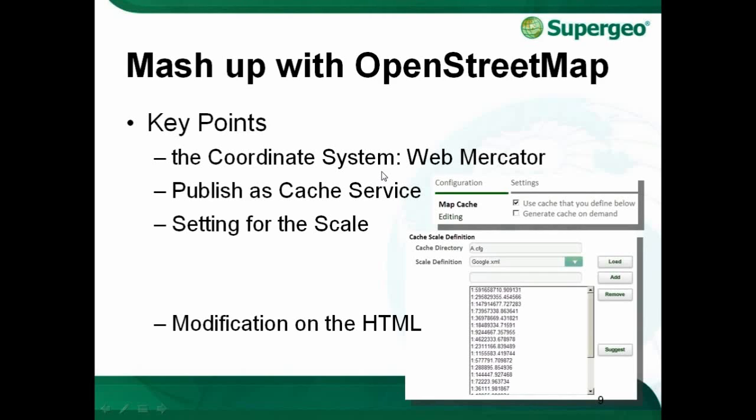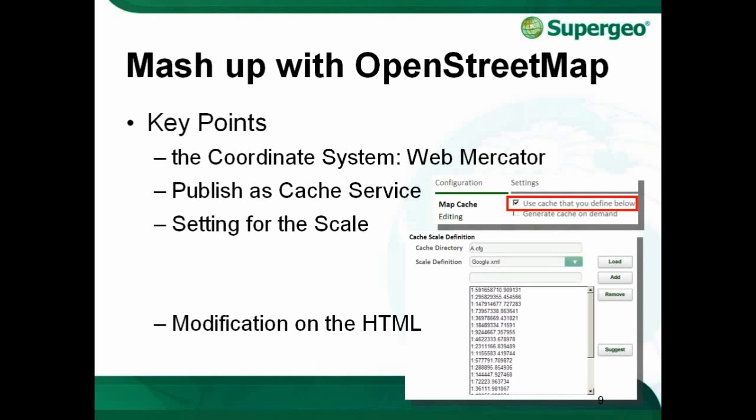In the preparation in the SGD file, we need to set the coordinate system as Web Mercator. It is so important because this is the one used by OpenStreetMap. If we do not switch to Web Mercator, the GIS data we prepared could not overlay with OpenStreetMap correctly. Second, we should publish as a cache service. Then the map service can fit with the certain scales that OpenStreetMap has.